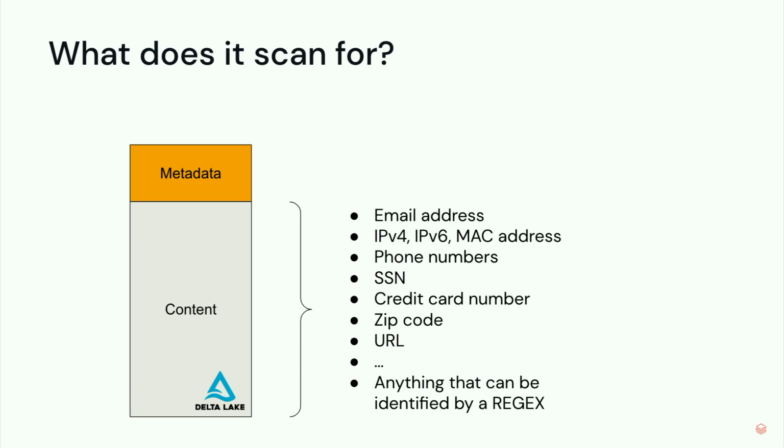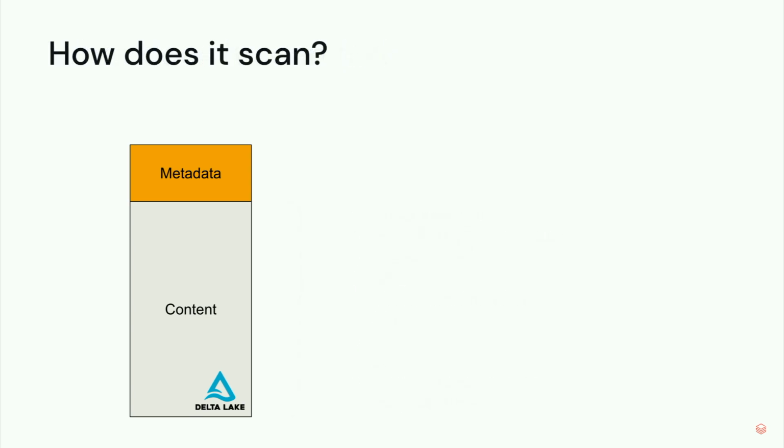But basically anything that can be identified by a regular expression, you can provide it, and you can scan for this regular expression in the content. So how does the scan work? We take a sample of the data, by default 10,000 rows, but you can also take the full content or a smaller part.